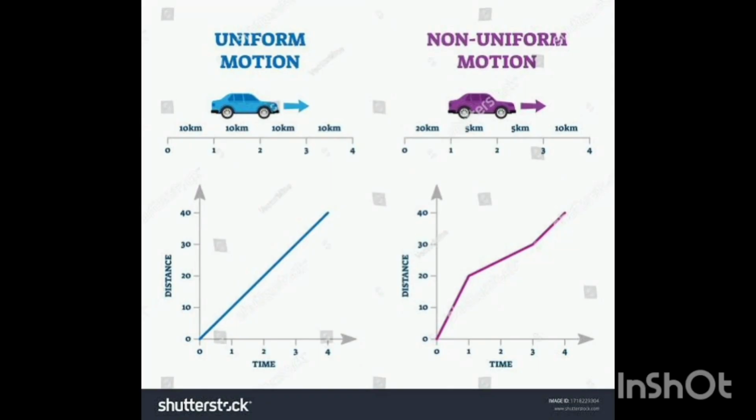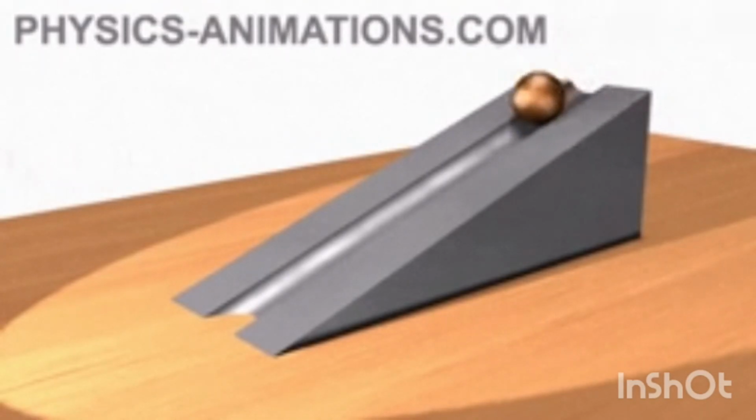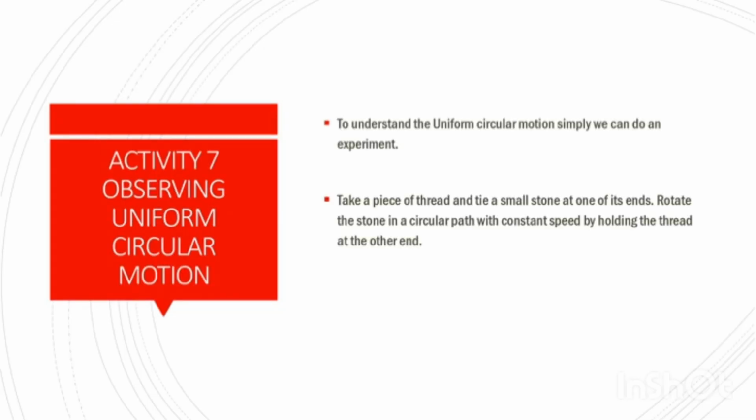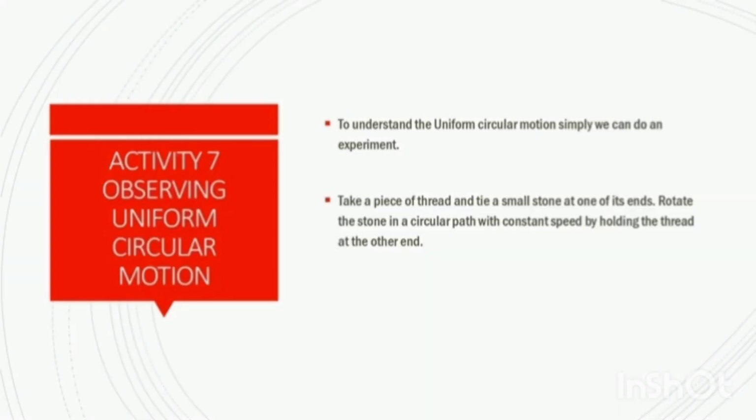Hello everyone, in the previous video we learned about uniform and non-uniform motion, and we have already done one experiment which concludes that the speed changes but the direction of motion remains constant. Now in this part we are going to understand how uniform circular motion helps. So, observing uniform circular motion.